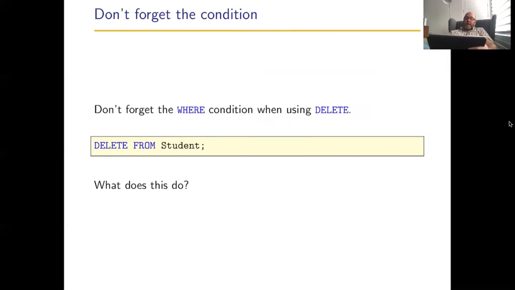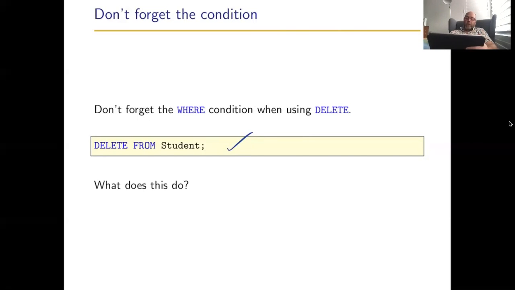Finally, don't forget the where condition when you're doing a delete statement. What would happen if you just said delete from student and you didn't have any conditions, like deleting a particular student or any particular condition on the students that you intended to delete? Well, again, if you have no conditions, then every row satisfies it, and so this statement will end up just deleting all of the rows from student.